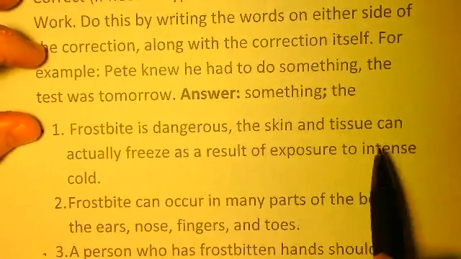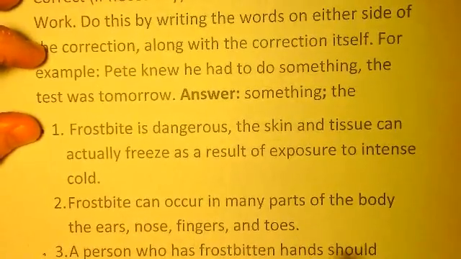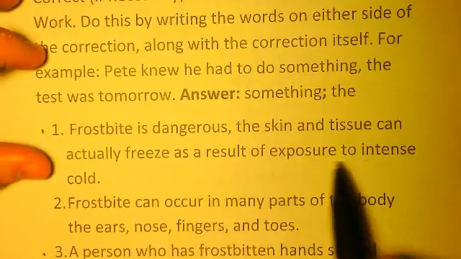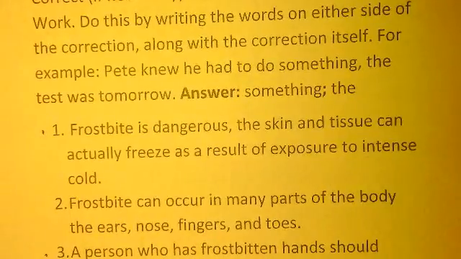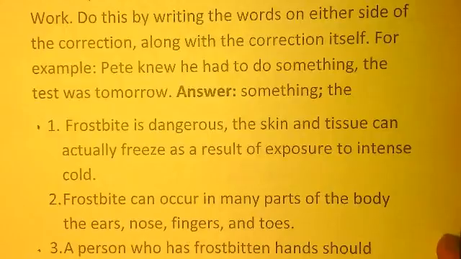Frostbite is dangerous. The skin and tissue can actually freeze as a result of exposure to intense cold. Exposure. It's a good word. It means you're right there in front of it. Suffering. Here's the question. Do I have two sentences? Because if I do have two sentences, I can't join them together the way these have been joined. The only piece of punctuation that I even see in this sentence is a comma, and I know and you know that you can't use the comma by itself to join two sentences together. That's a fact. That's a rule. It means something.